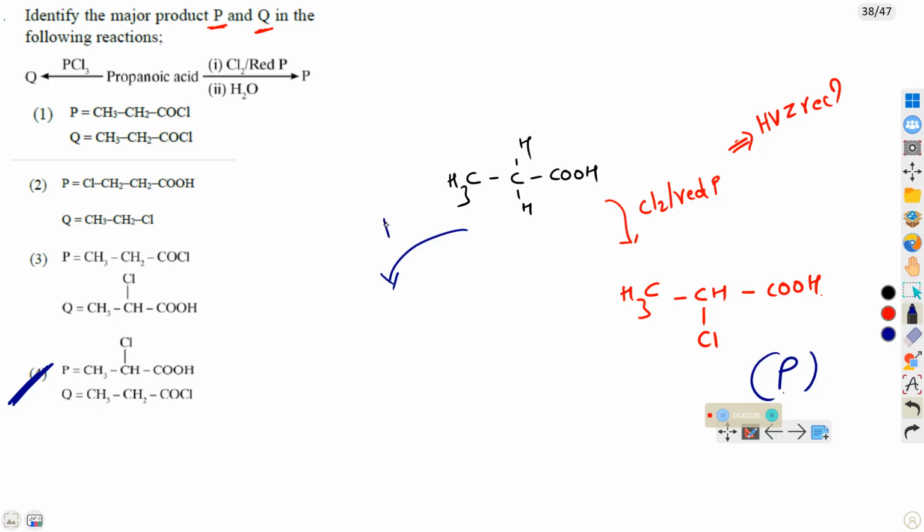Reacts with PCl3, cleavage of the bond between C and OH in carboxylic acid. In the place of OH, substitute Cl. This is Q.